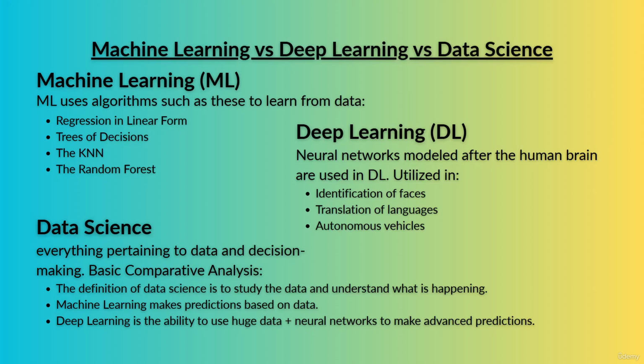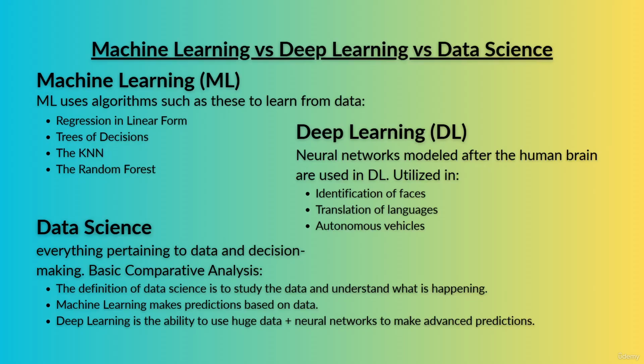And obviously, we also see nowadays there are autonomous vehicles which are already running in a lot of regions. Now, the last one is basically data science. Now, what is data science? So basically everything pertaining to data and decision is known as data science. So there is a basic comparative analysis of all of these three terms.